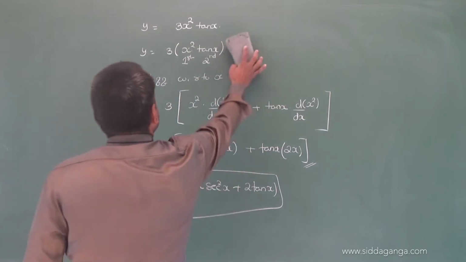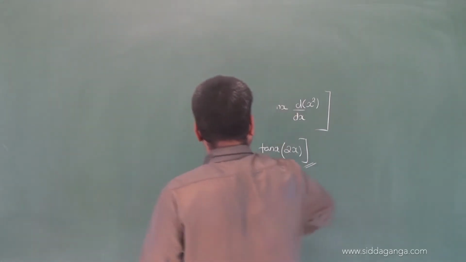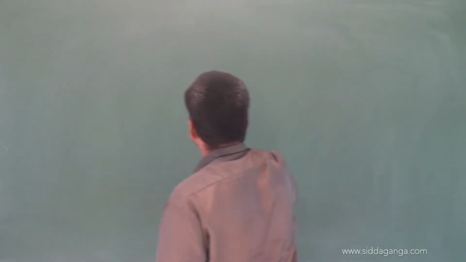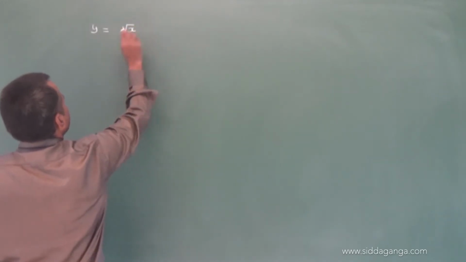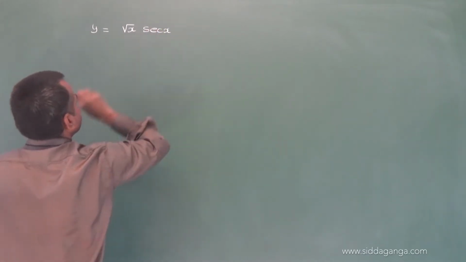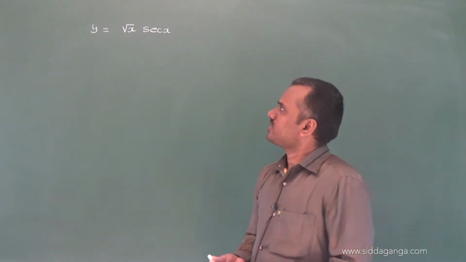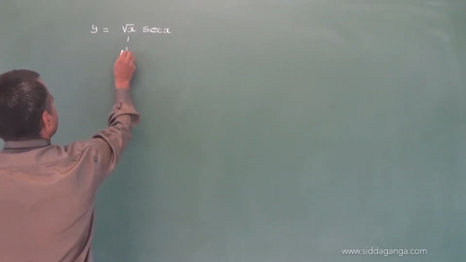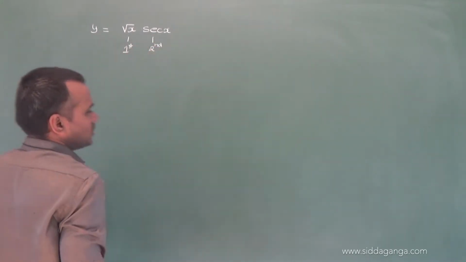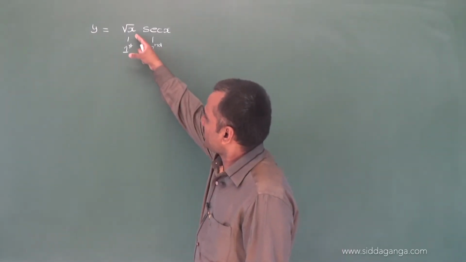So, we take one more problem. One more practice problem: y is equal to root x secant x. He has given it like this, root x into secant x. Here, if you write, root x is the first function and secant x is the second function.